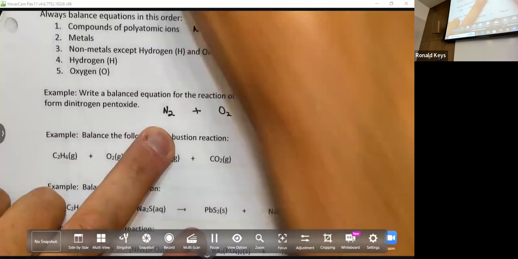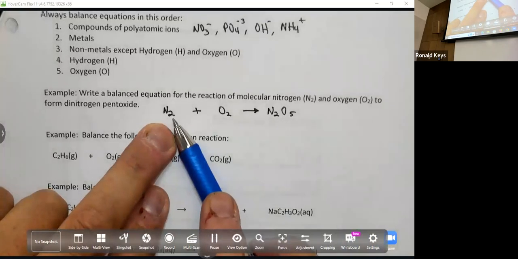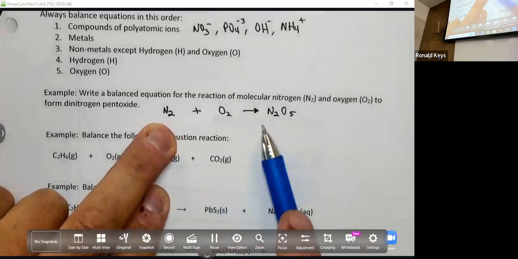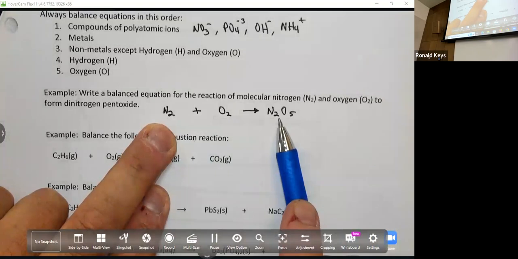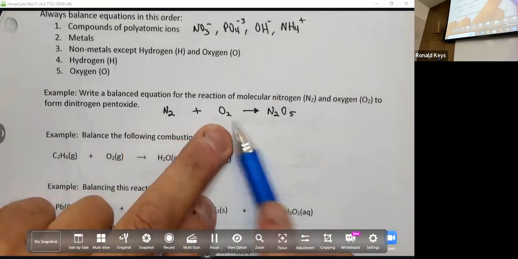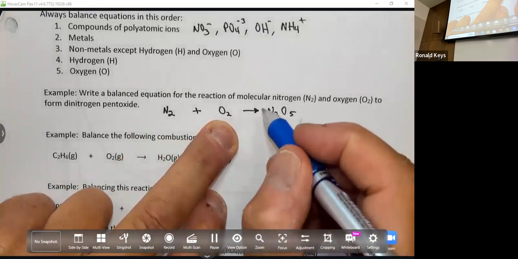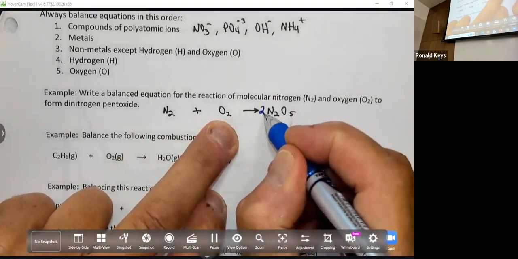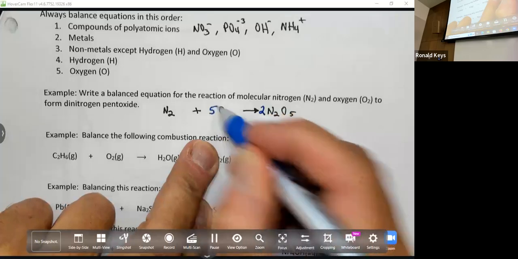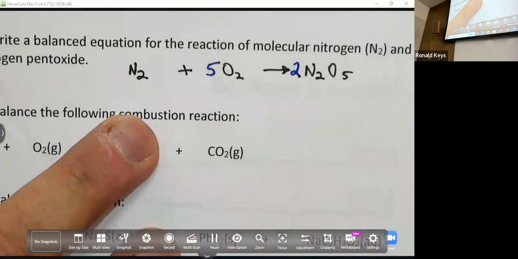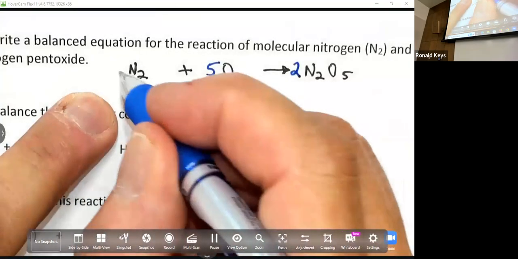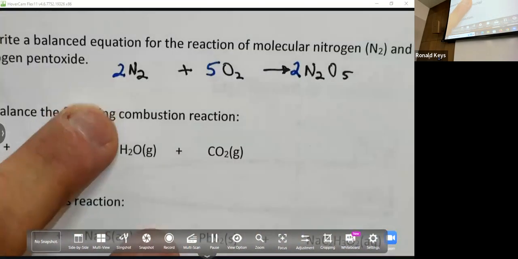How many nitrogens? We have 2 on the reactant side. We have 2 on the product side. 2 and 2 is good to go. Then we're going to look at oxygen. 2 and 5, least common multiple is 10. So we're going to go 2 here, 5 here, which also means we have to put a 2 there.